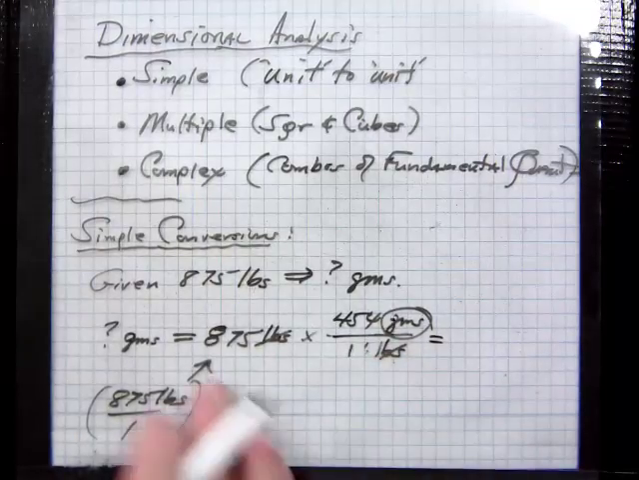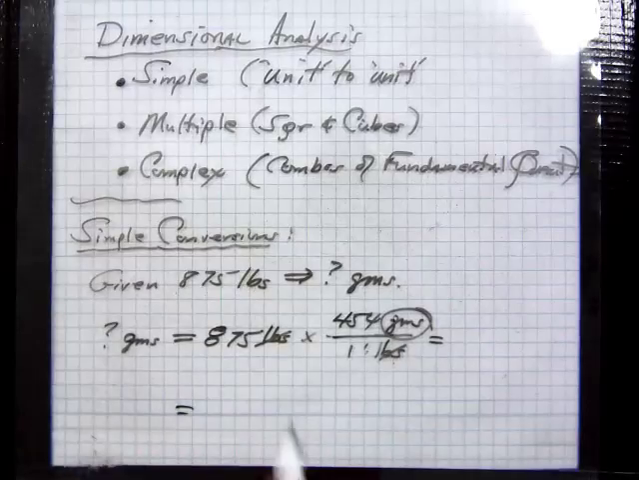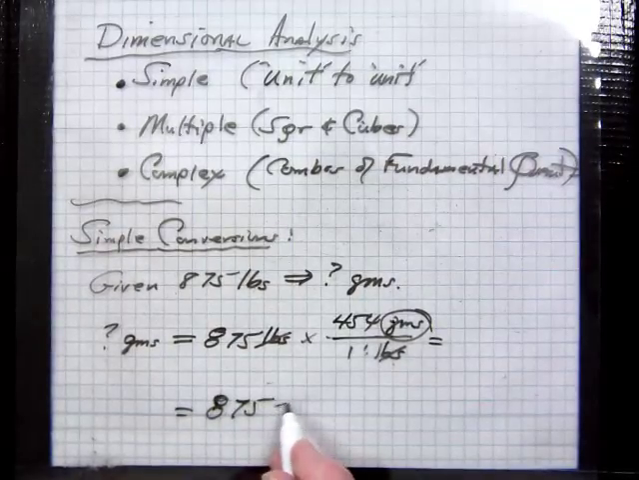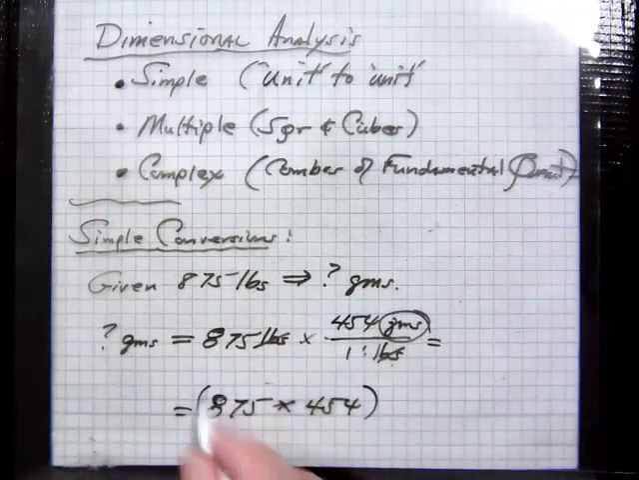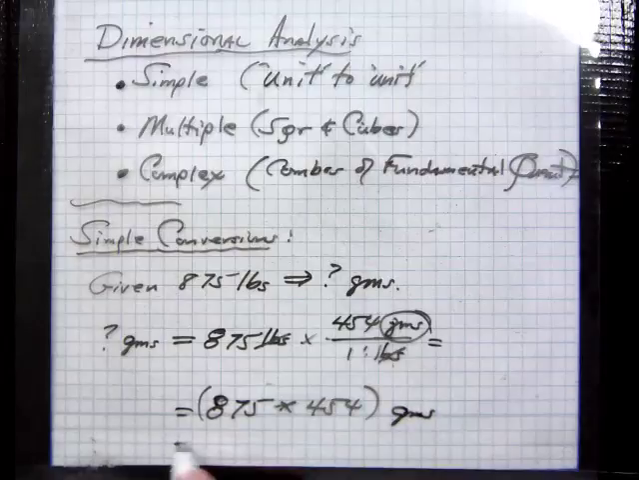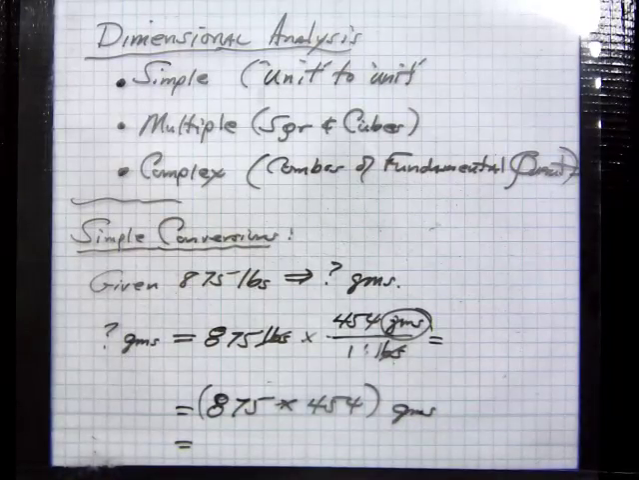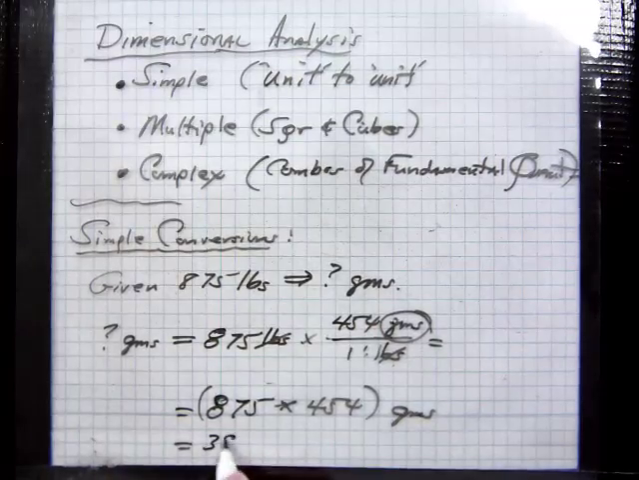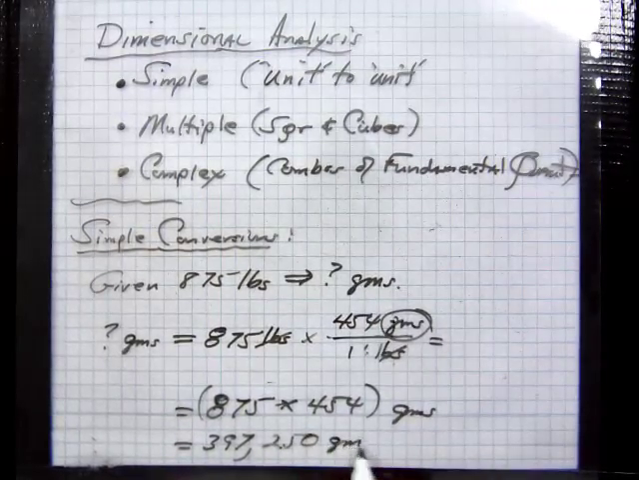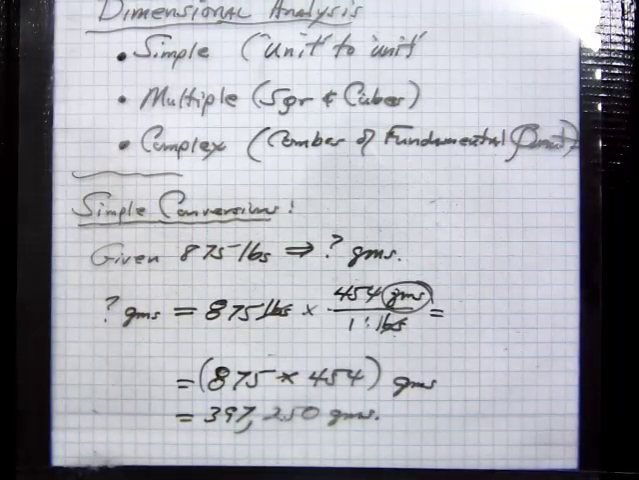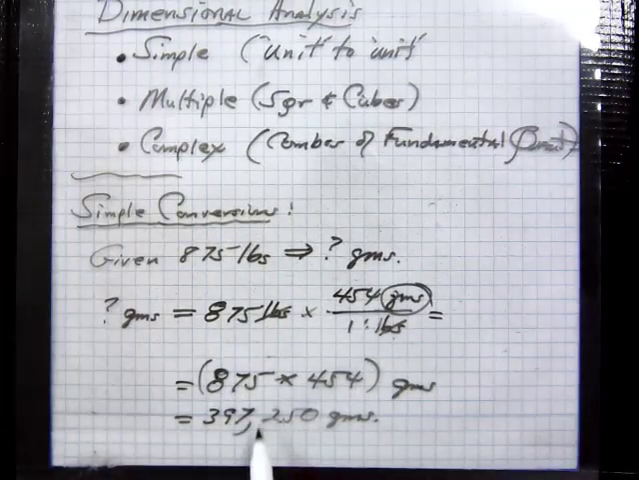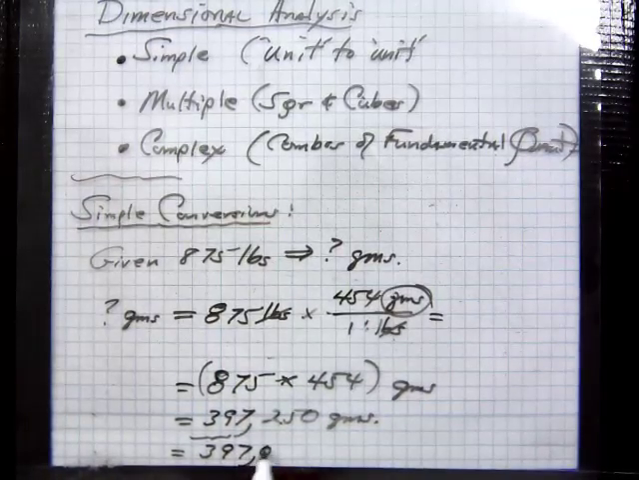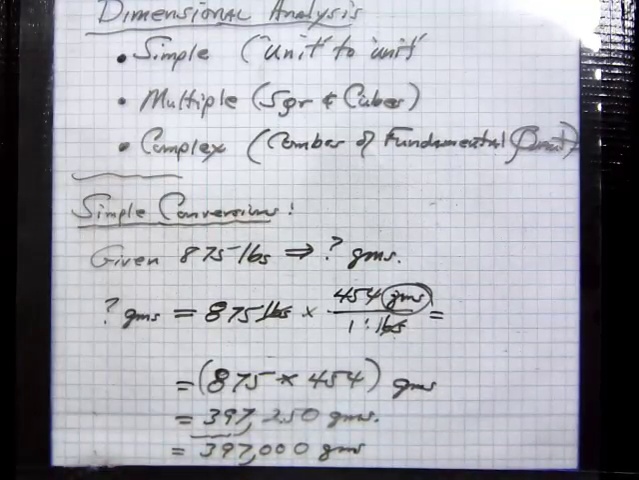And so, I'm going to get rid of this right now. It'd be 875 times 454, and we'll put grams. And so that looks like 397250 grams. Now, we need to express this in the proper number of significant figures. Well, both of them are 3 sig figs, so we round it to that point, so this would be 397,000 grams. Reading right to left, that would be 3 sig figs.